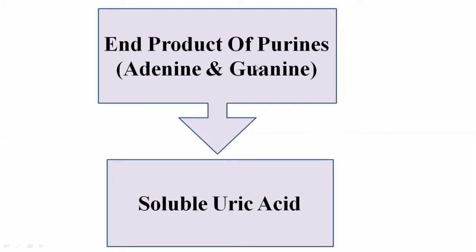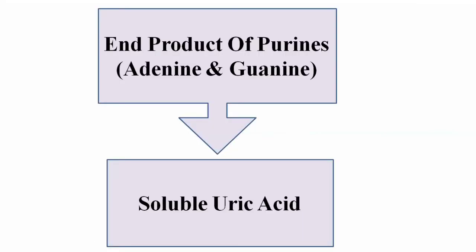The catabolism of these purine nucleotides takes place inside the liver, and in the liver the uric acid formation takes place. So the end product of the purine nucleotides, adenine and guanine, is uric acid. Uric acid is synthesized in the liver and then eliminated from the body through the kidneys. Uric acid is soluble, so it is easily excreted through the kidneys. You can say that the oxidation of the purine bases adenine and guanine gives uric acid as the end product. Uric acid is less toxic and is eliminated from the body.